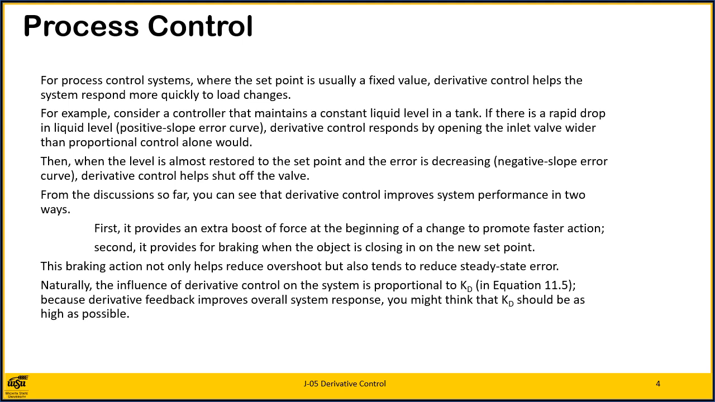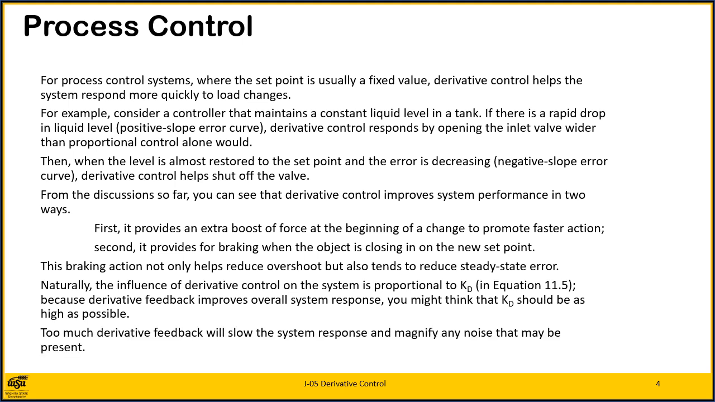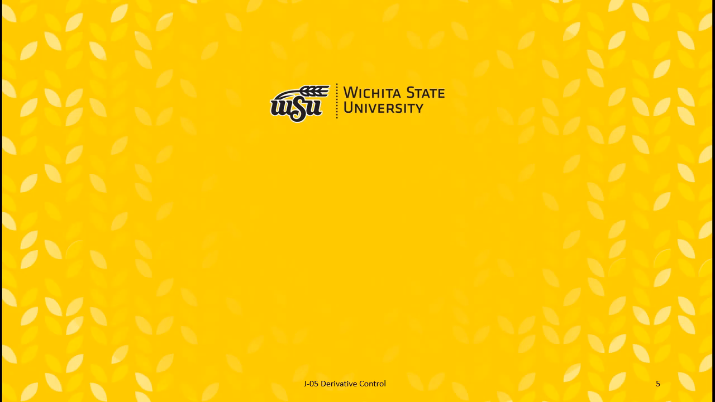Because derivative feedback improves overall system response, you might think that KD should be as high as possible. However, like so many things in life, too much of a good thing sometimes brings problems. In this case, too much derivative feedback will slow the system response and magnify any noise that may be present. What is needed is a balance between too much and too little. In the next section, we will describe methods to arrive at a numerical value for KD.